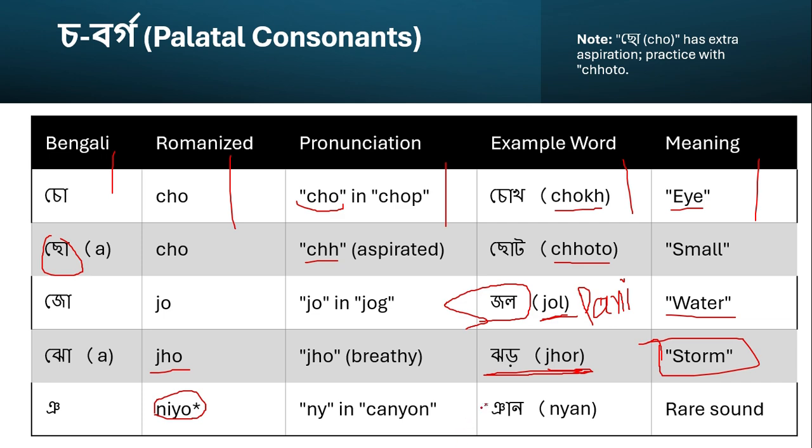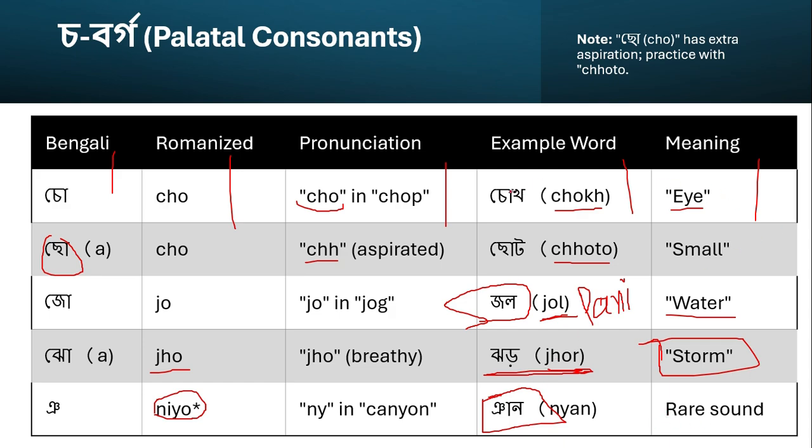And last one is nan. Yan means rare sound. It is very rare. We use this sound very rare in Bengali. We mostly don't use this sound, but it is rare little bit. Yan mean rare sound.